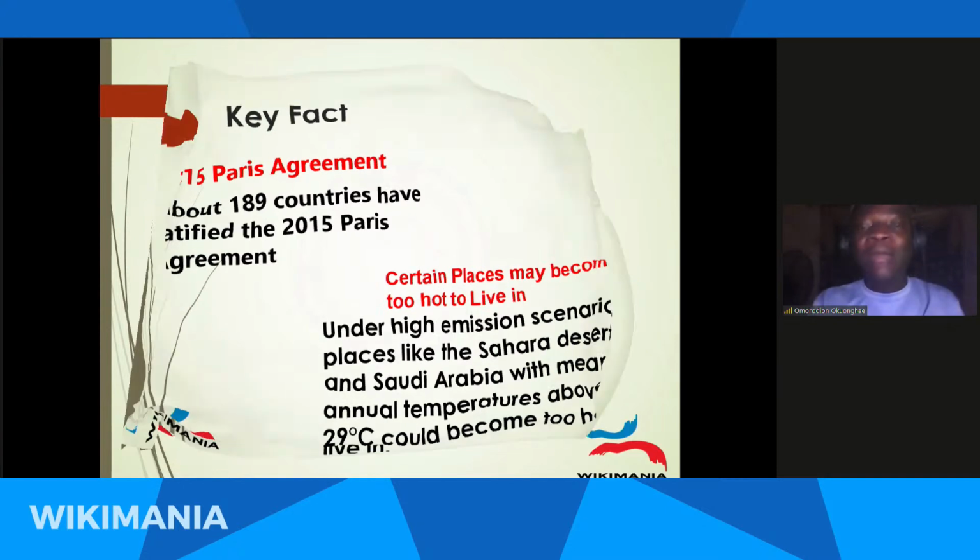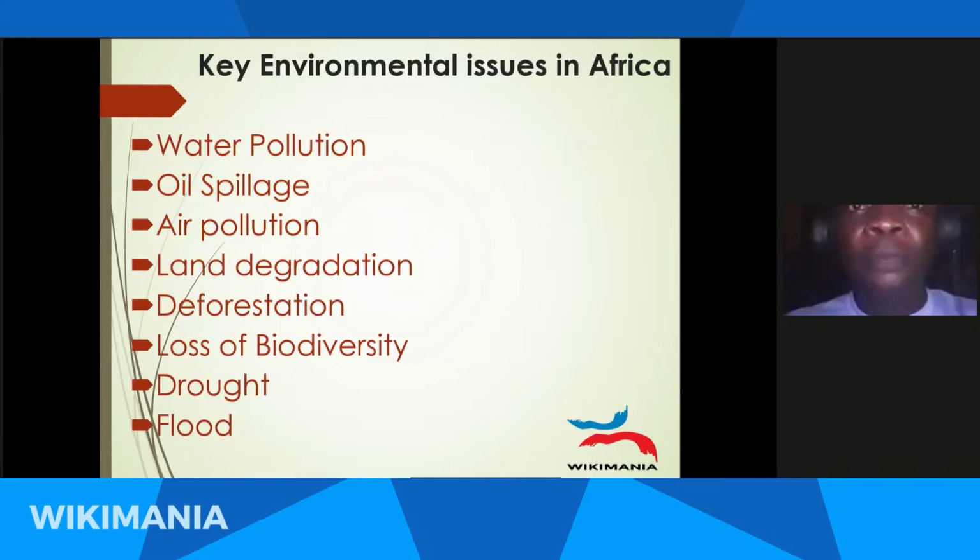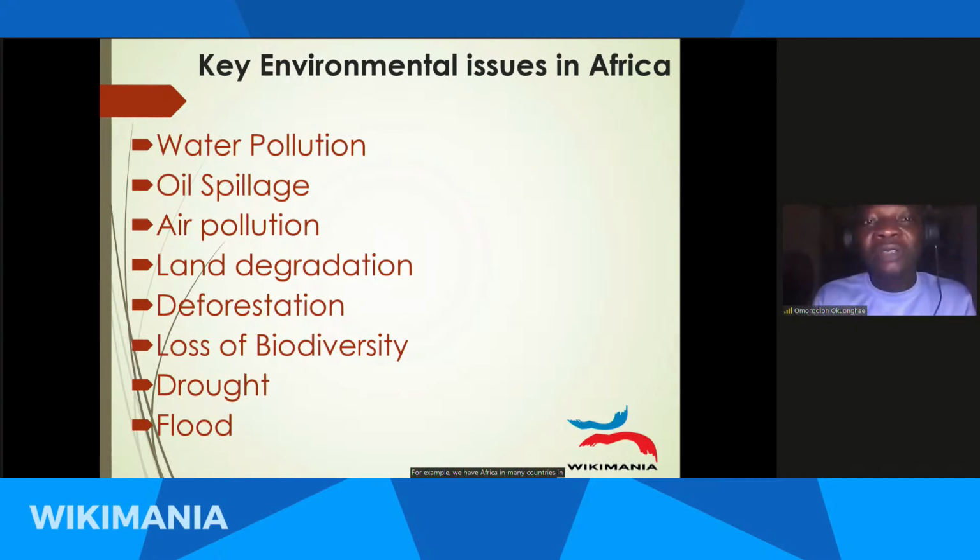So apart from climate change, we've all been talking about climate change. Does it mean that there are no other environmental issues in Africa, for example? Of course there are, but somehow they are interrelated to climate change. In many countries in Africa, even in Nigeria, we've experienced water pollution, air pollution, as well as land degradation, which in a way are also connected to climate change. And we've also had deforestation, loss of biodiversity, and so on, as different challenges which affect the environment.